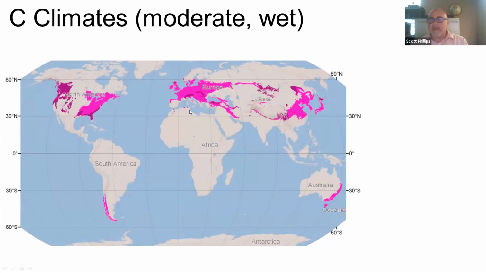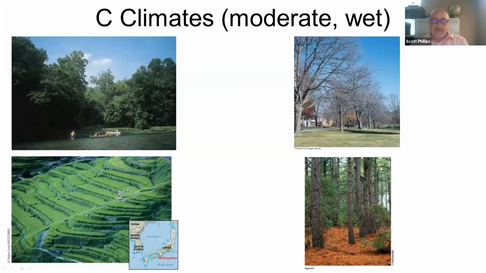Next are the C climates. These are moderate but wet climates, like in Washington and Oregon, the Sierra Nevada, Eastern US, and Europe, Asia, other places. These are wet but not very cold. And these are pretty mild. So you have maybe deciduous trees that shed their leaves, very green environments, but they're not that extreme.